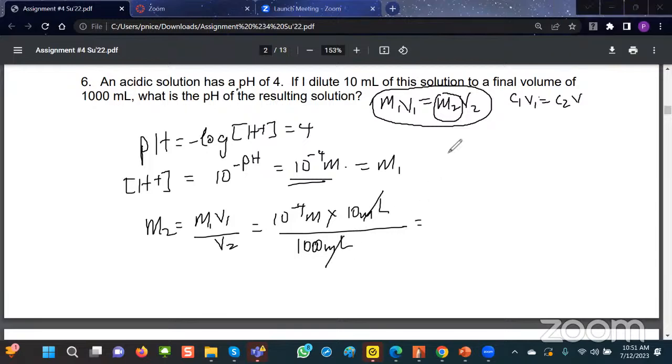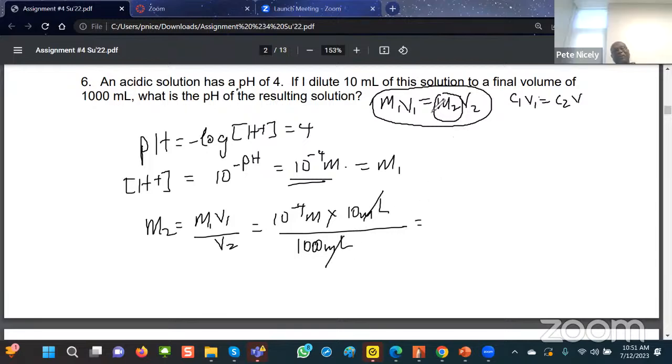Very important question you asked. Whenever you're using this equation, M1V1 is equal to M2V2, it does not matter what the units are for M1, V1, M2, or V2. However, the units must be the same on both sides. You see what I'm saying? So the units for M1 must be the same as the units for M2. The units for V1 must be the same as the units for V2.